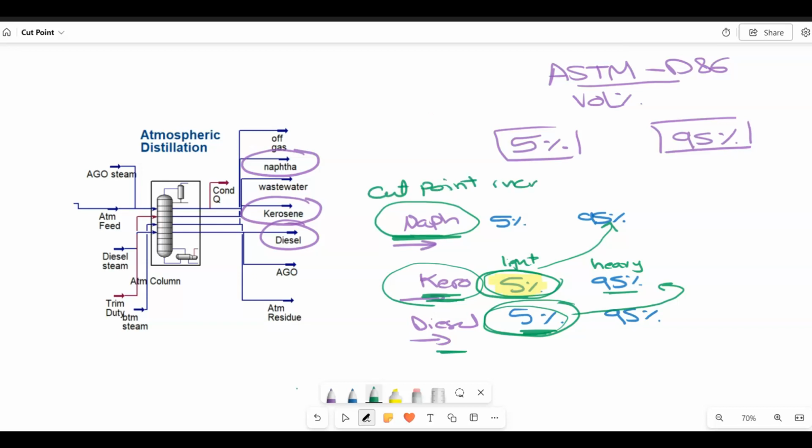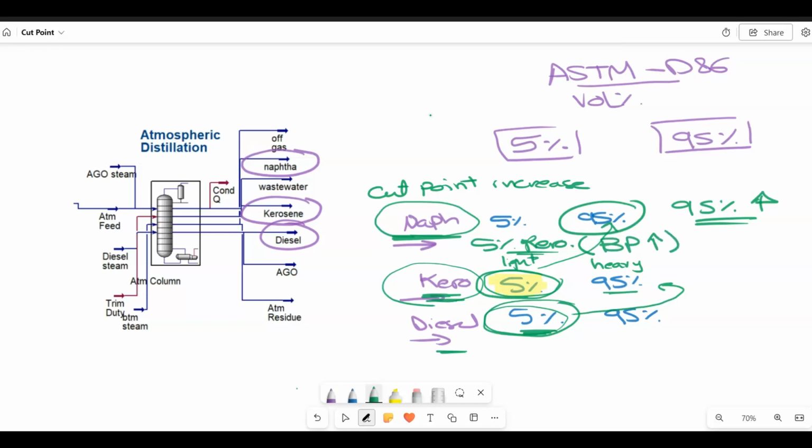So now, if I am going to increase or improve the cut point of naphtha, which means our 95% will increase, right? And this will increase because the 5% of kerosene we will remove from it, which means the amount of light gases will decrease here, which means the boiling point will increase.